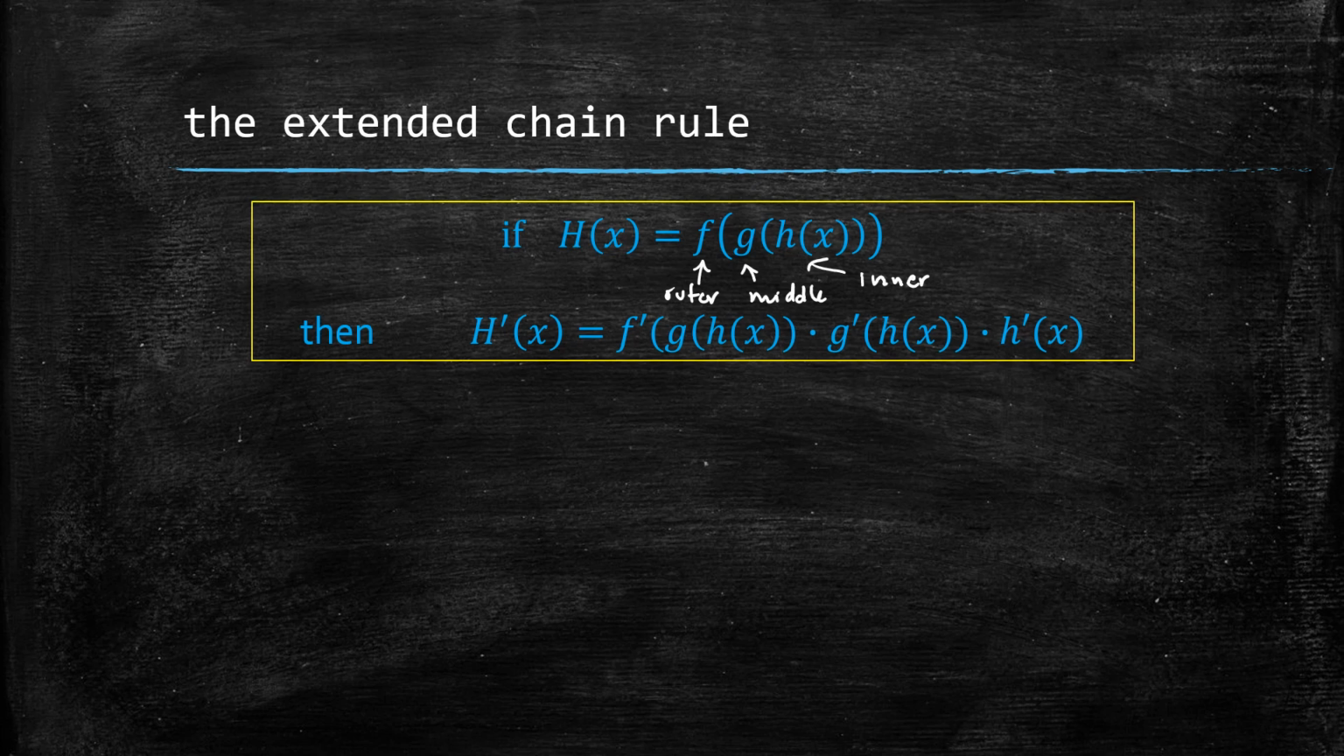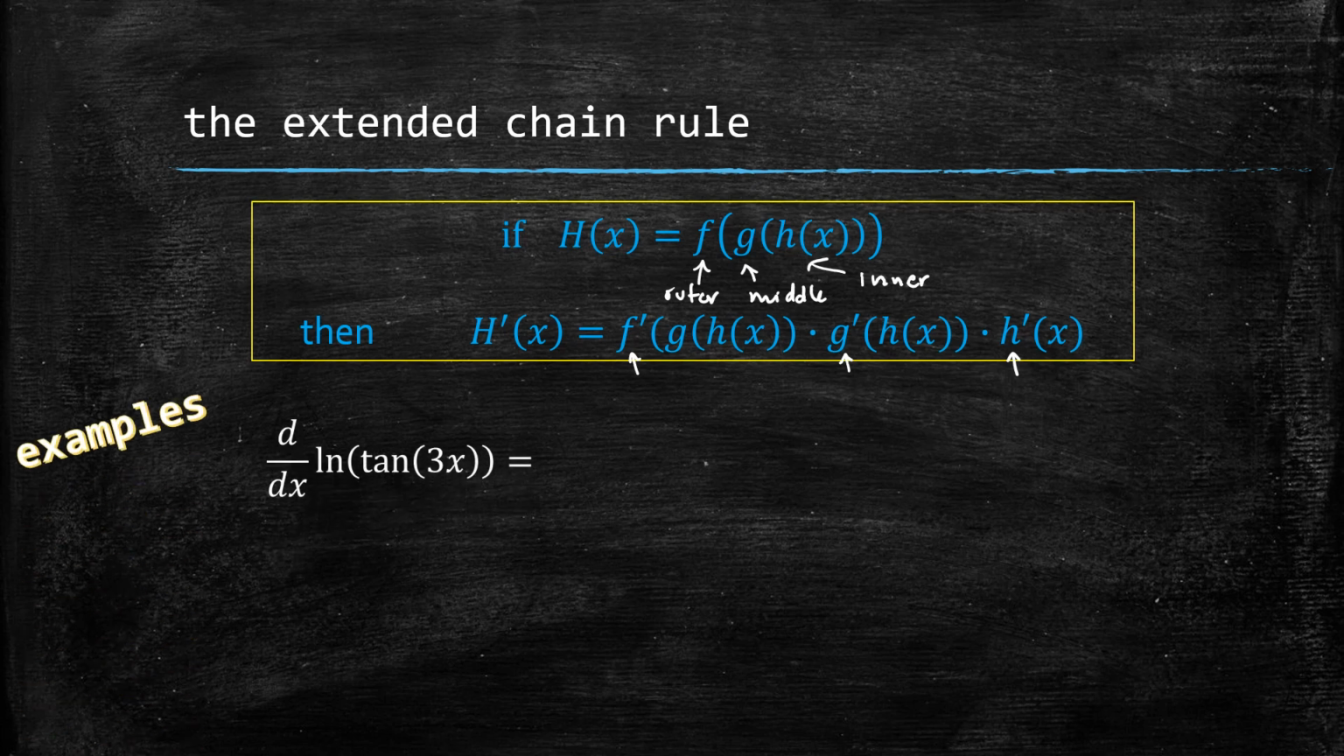And the extended chain rule is kind of the same idea. You start with the outermost function, f, you take the derivative f prime, and you keep everything else intact inside that. And then you work your way inwards. So then you take the derivative of the middle function, g prime, keeping h of x intact. And finally, you get all the way in to the inner function, and you just find h prime of x. So the best way to understand this is really just to do some examples.